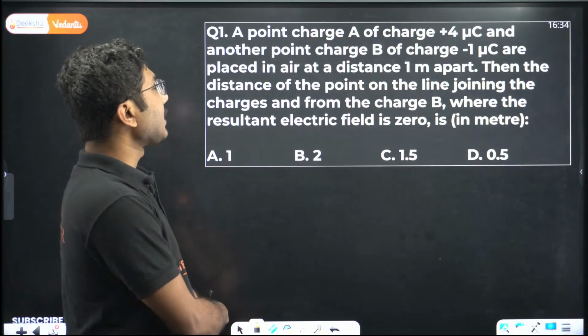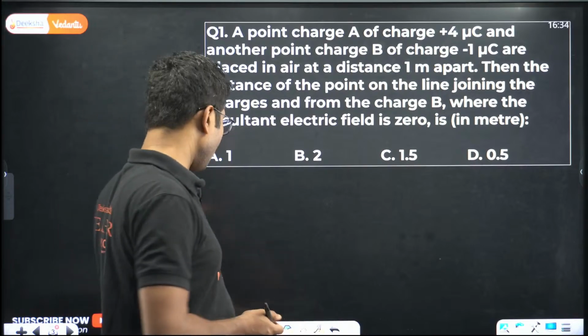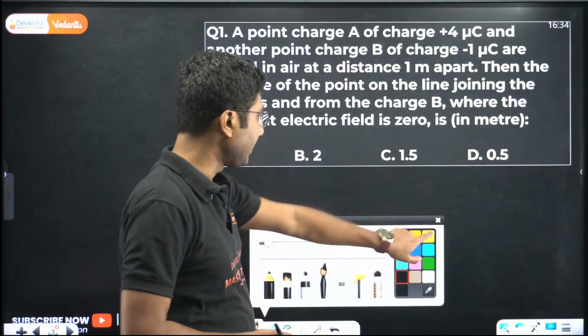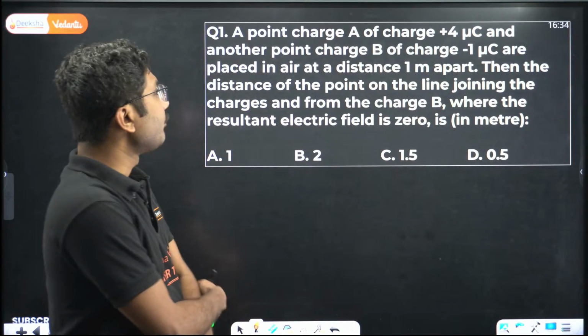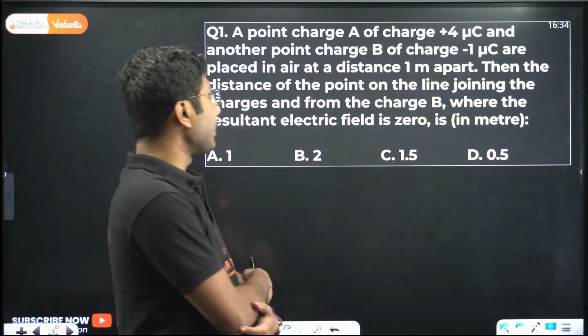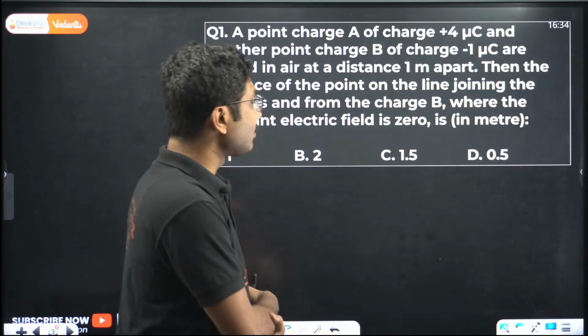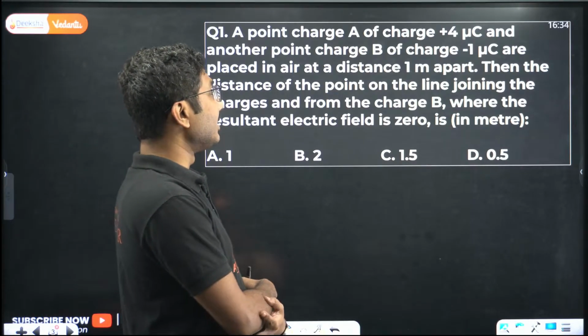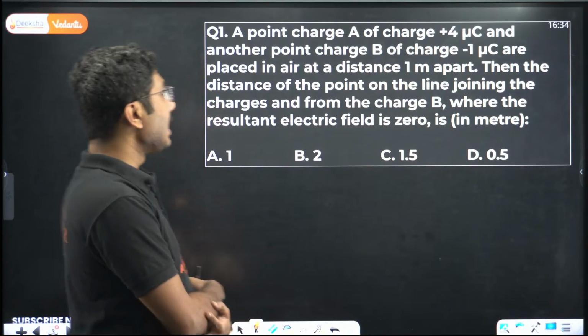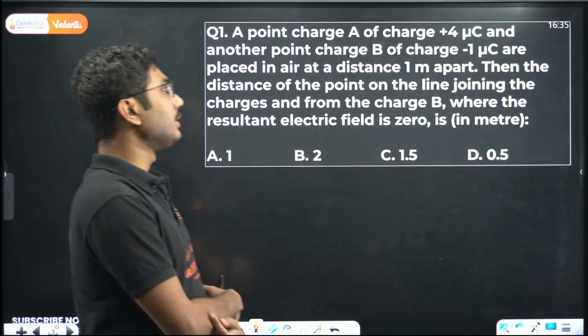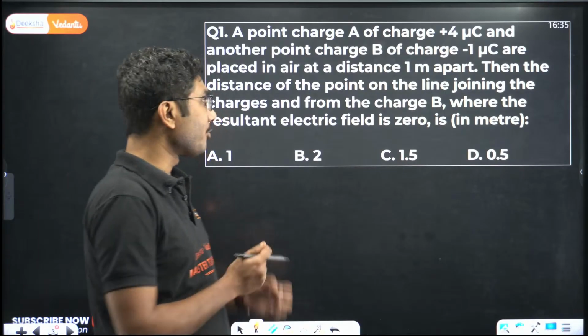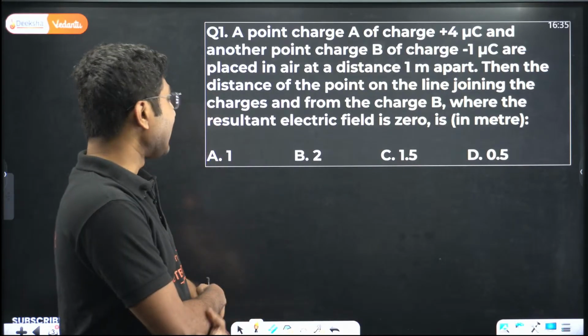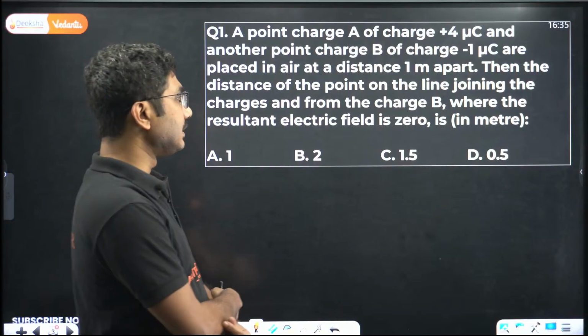A point charge A of charge plus 4 microcoulomb, and another point charge B of charge minus 1 microcoulomb, are placed in air at a distance 1 meter apart. Then the distance of the point on the line joining the charges, from the charge B, where the resultant electric field is 0, in meters.